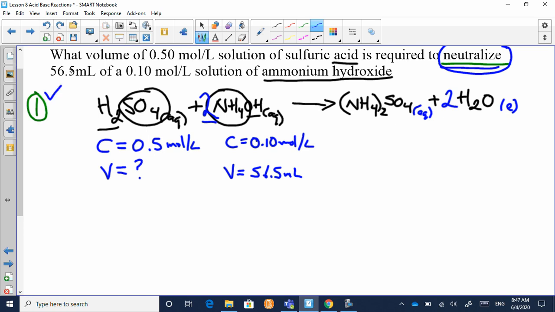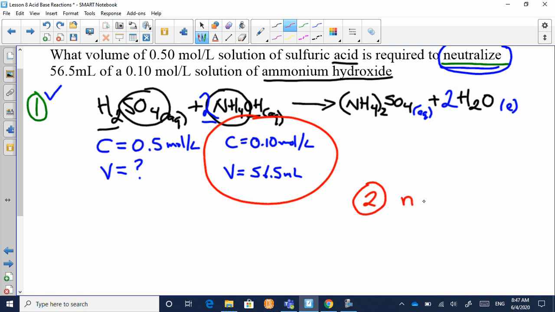We've balanced our chemical equation and we've written down what we've been given. Okay, here we go. Step 2 of stoichiometry, and I'm going to write it over here, and you'll see why, is that step 2 is to convert to moles. Notice that the only thing we've got enough information to convert to moles here is the ammonium hydroxide. I can't convert the sulfuric acid to moles because I don't know what volume I have. So the only one that I can convert to moles is this one.